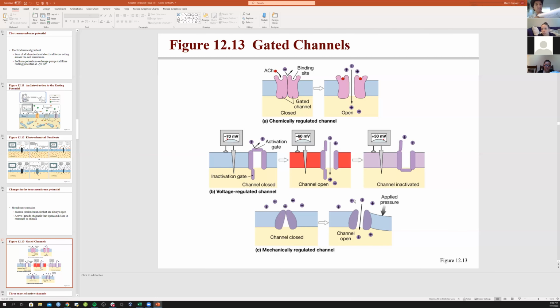So it can reestablish this gradient so that the action potential can happen again. Once again, you cannot reestablish the gradient if the channels remain open. If the channels are open, then you're pumping sodium outside of the cell and it's just coming back the same way it came.